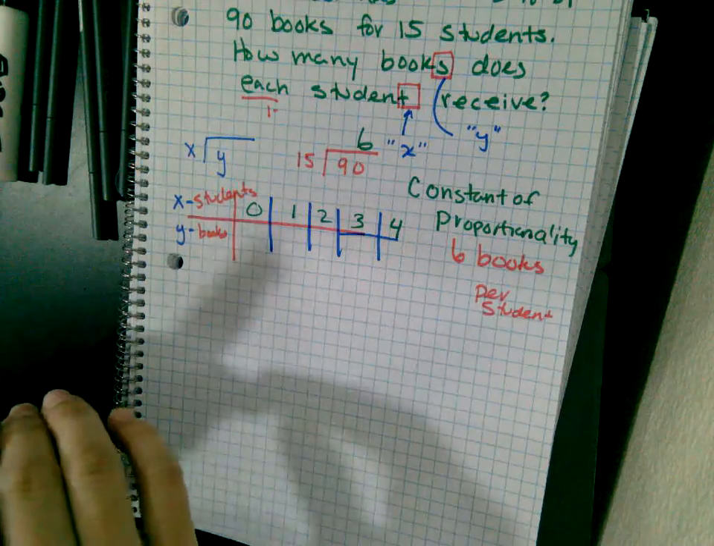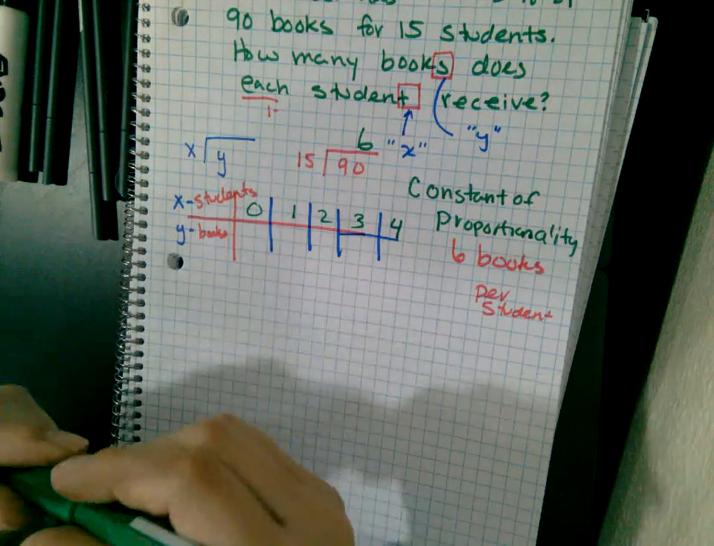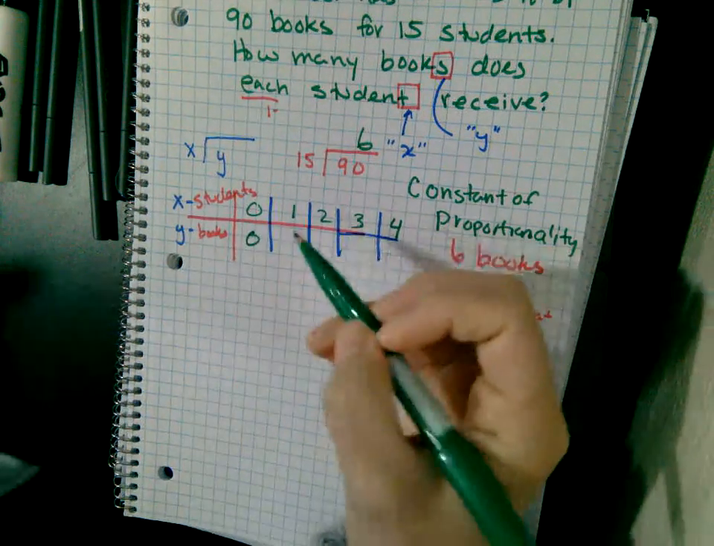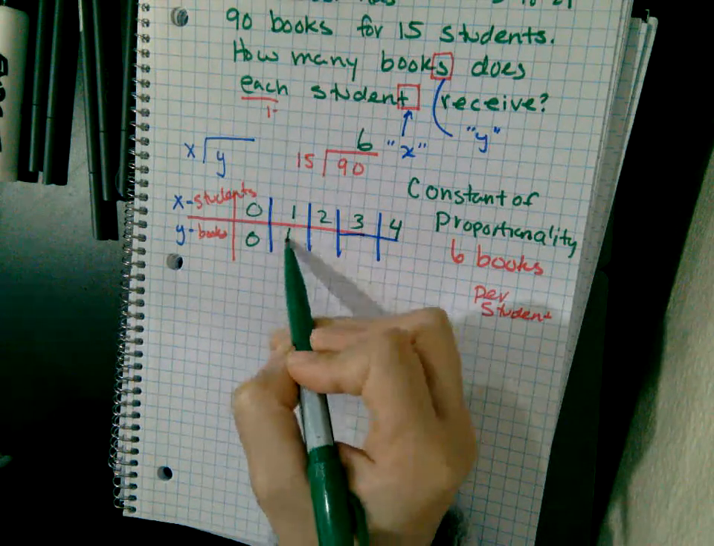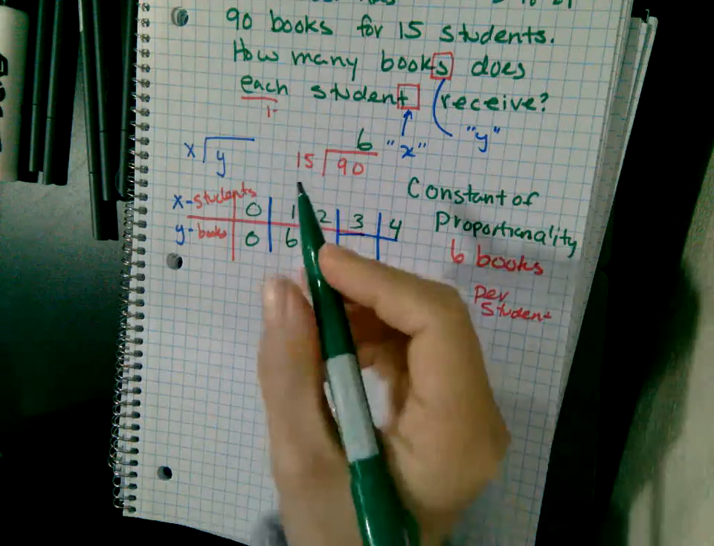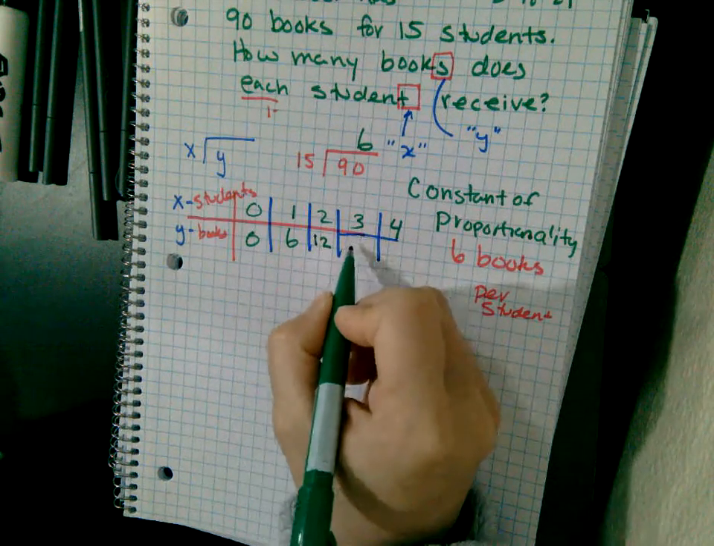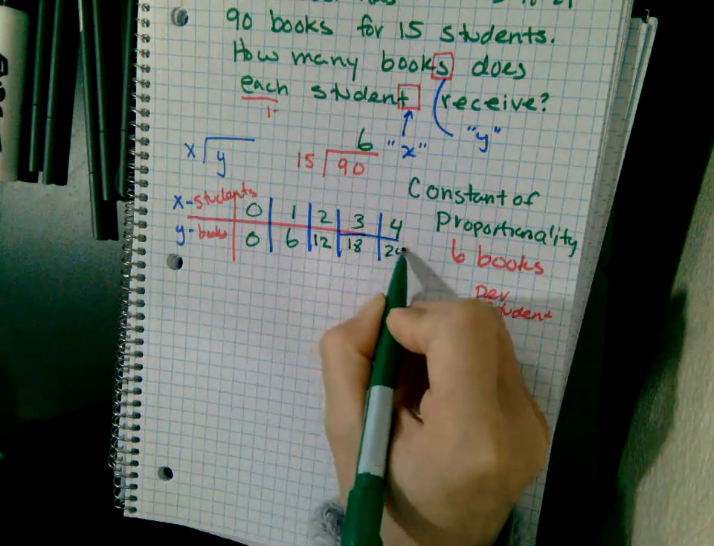All right. So if I have 0 students, how many books do I pass out if I have 0 students? 0, right? If I have 1 student, how many books does 1 student get? 6. That's what you solved for. 2 students? 12. 3 students? If I can count correctly, right?